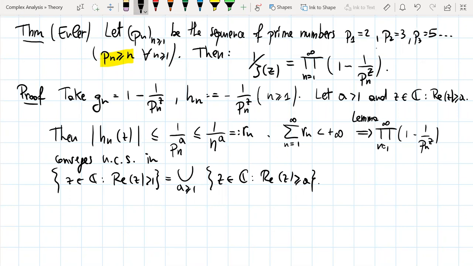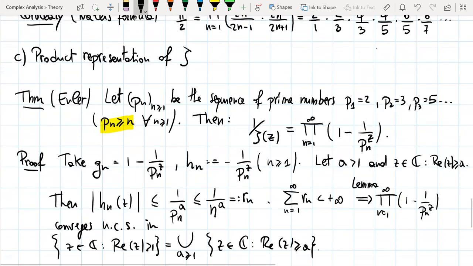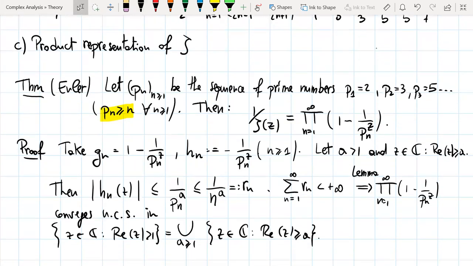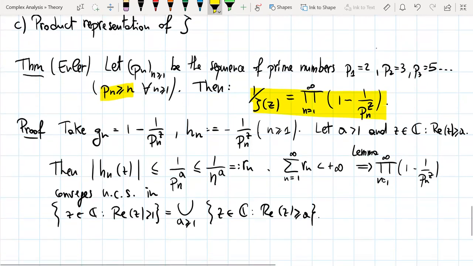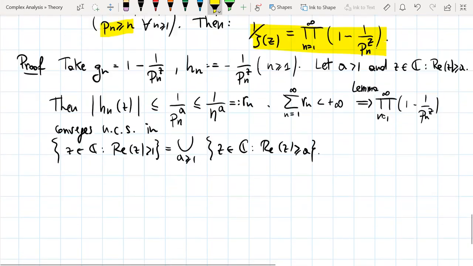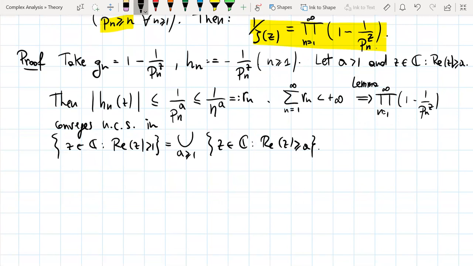And now let's show that this equality here holds. What we are going to do is we are going to multiply zeta by the first of the factors. So the first of the factors is 1 minus 1 over 2 to the z. So 2 is the first prime number. What do we get if we do this multiplication?